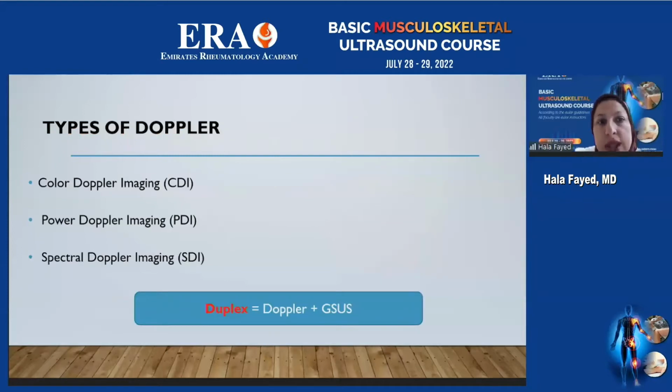So what are the types of Doppler? We have the color Doppler, the power Doppler, and the spectral Doppler. And here we have first to know what is duplex. Is it the same as Doppler? Actually, duplex is Doppler ultrasound imaging superimposed on a gray scale image. It is a synonym of vascular ultrasound.